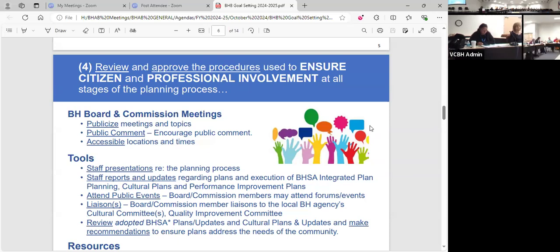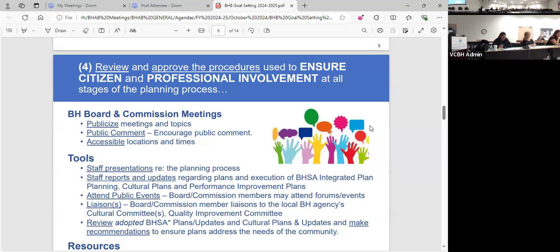And then, with other major plans, like cultural plans, that sort of thing, there's requirements as well. So wherever the planning is taking place, we need to ensure that the citizen and professional involvement is also there. So board and commission meetings, that's an ideal place for the public to come. So publicize meetings and topics, encourage public comment, create accessible locations and times.